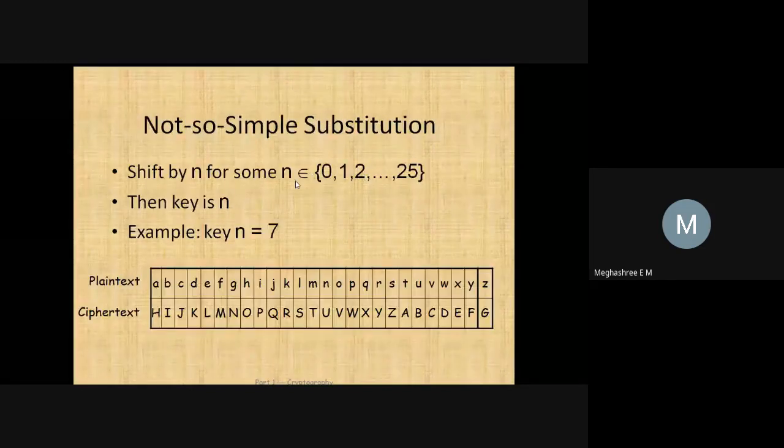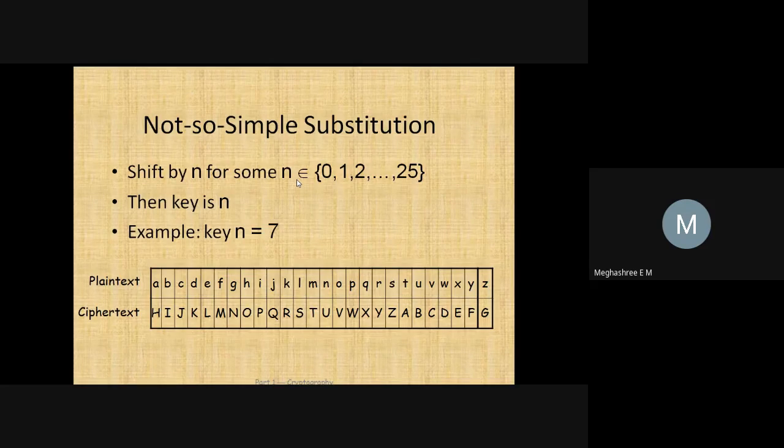Then you may, at some point of time, for some value of n, find the required answer for your question, either from converting plain text to ciphertext or ciphertext to plain text. Here an example is considered where the key value n is equal to 7. If n is equal to 7, for this plain text you will obtain this ciphertext.